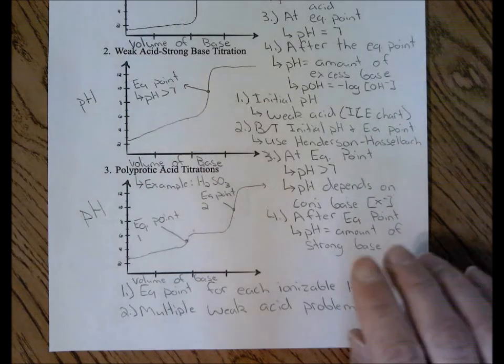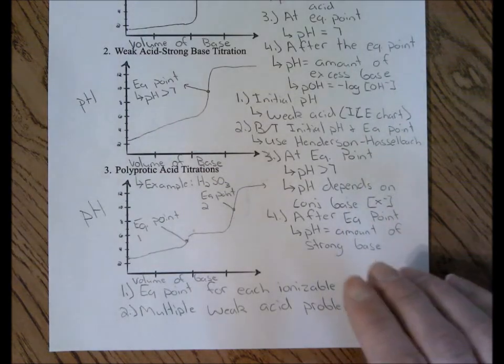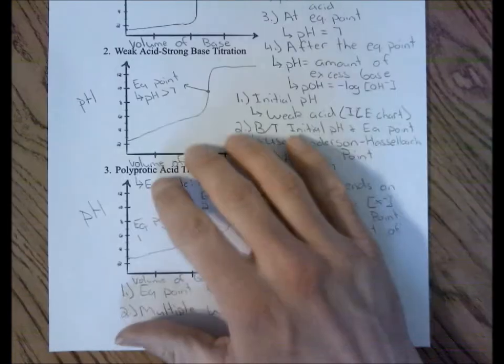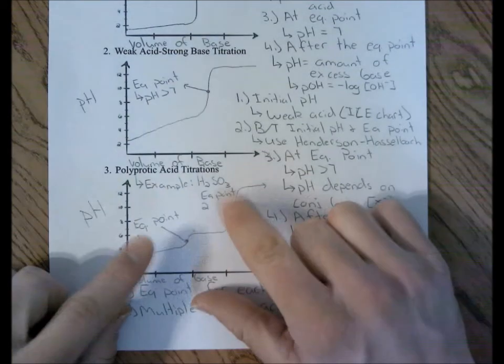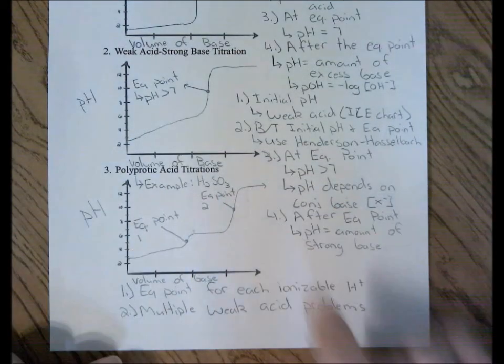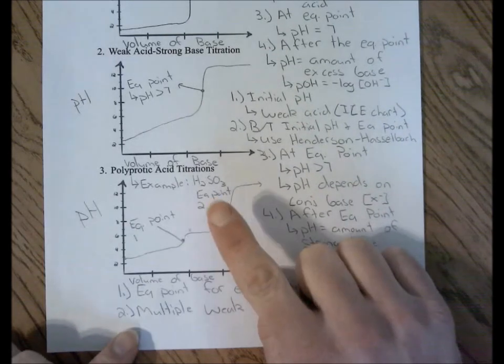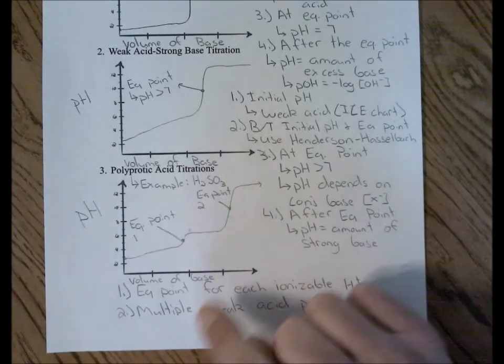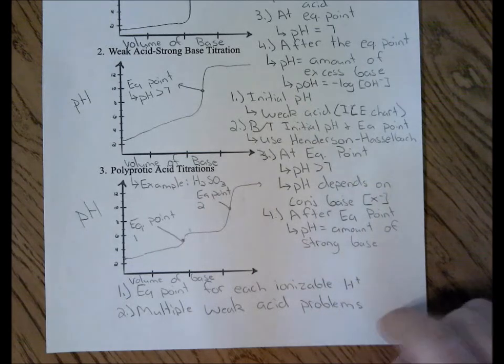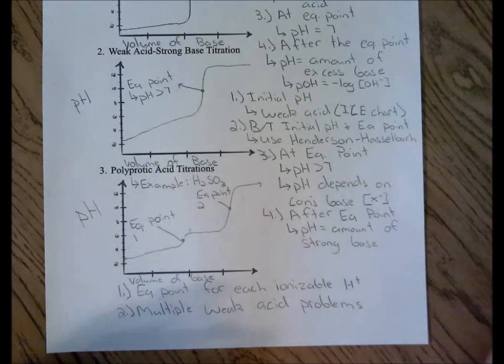Poly means many ionizable protons. So what that means for us is we're going to have multiple equivalence points, and then in this, for our example here, sulfurous acid is a weak acid number 1, so we're going to have multiple weak acid types of problems where we're going to have to use that ice chart. So it complicates things a little bit more in terms of that.